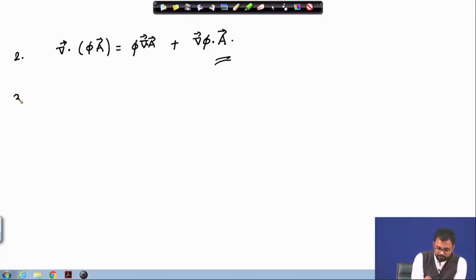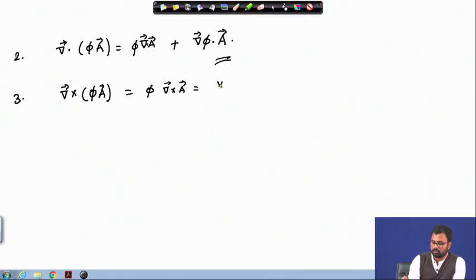So, proving this one would also be not difficult, and it is very straightforward. Third result is, now this is interesting, curl of phi A. So, this can be written as phi times curl of A, and then plus gradient of phi cross A. All right. So, phi times curl of A plus gradient of phi cross A.